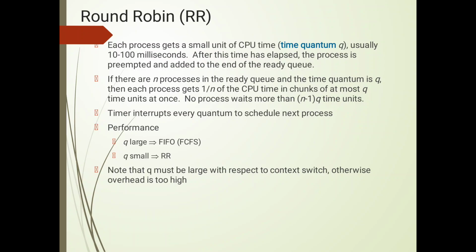The timer interrupts every quantum to schedule the next process. The performance: if q is large, it is the same as first in first out; if q is small, then it is round robin. Note that q must be large with respect to context switch time, otherwise the overhead is too high.